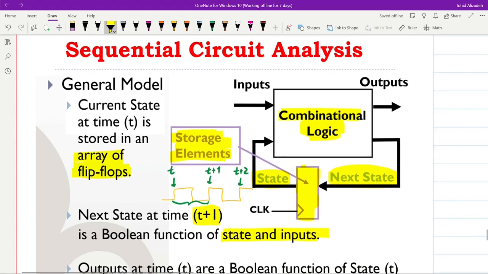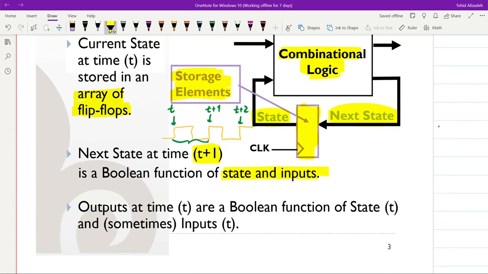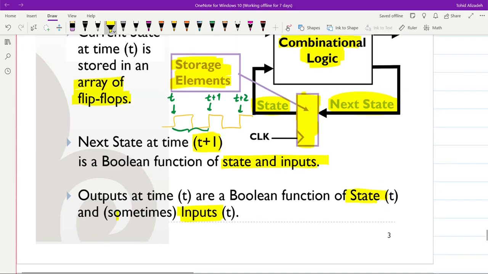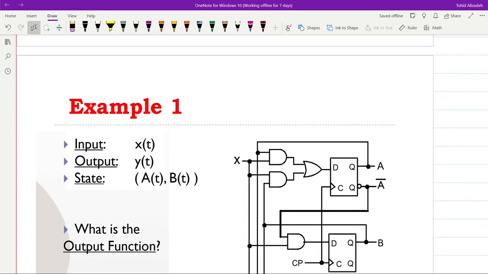As for the outputs at time t, they will be a Boolean function of state and sometimes of inputs. That will determine whether the sequential circuit is of type Moore or Mealy. Let's go through an example.